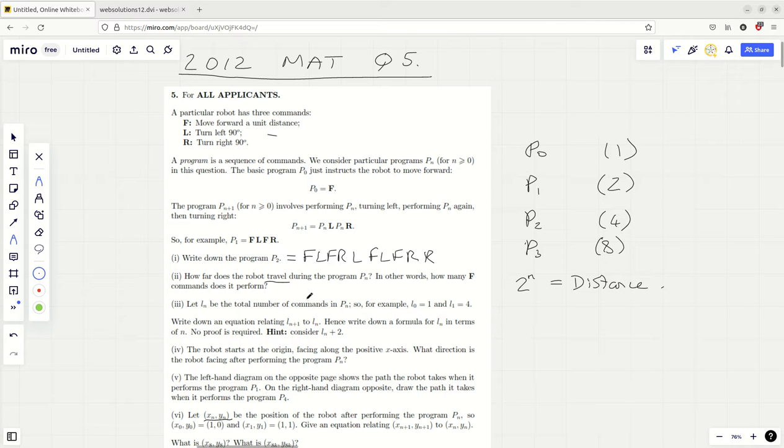And I don't think they want you to prove it here, but if I did want to justify that, I'd just literally write a sentence or two, and I probably would. In fact, I have on my own solutions I've written down, it's pretty clear that Pn travels the distance 2 to the n because each time we repeat the previous steps twice, so we're doubling distance each time. Moving from Pn to Pn plus 1 requires going twice the distance. So it's like an inductive argument.